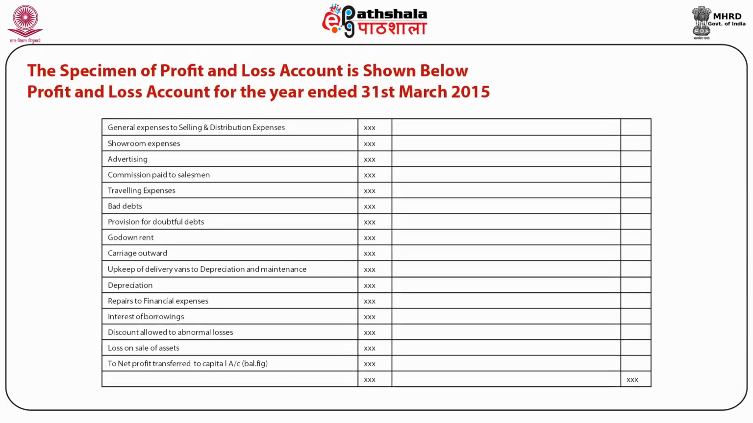Expenses such as showroom expenses, advertisement expenses, commission paid to salesmen, traveling expenses, bad debts, provision for doubtful debts, godown rent, carriage outward, upkeep of delivery van, depreciation and maintenance, repair, financial expenses, then interest on borrowings, discount allowed, abnormal losses, losses on sale of asset. All these are shown on the debit side of the profit and loss account. The balancing figure of this account will be either net profit or net loss, and this net profit or net loss will be transferred to capital account.